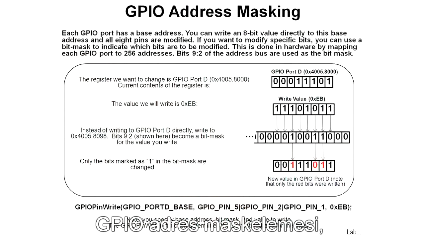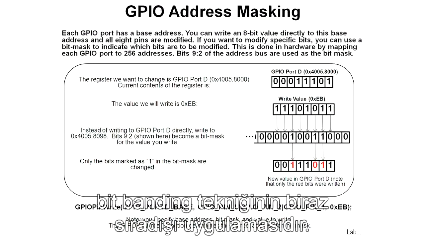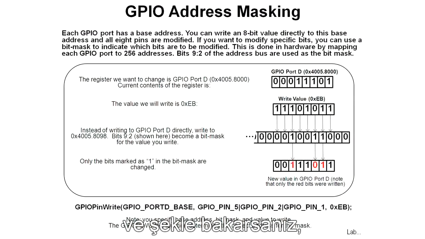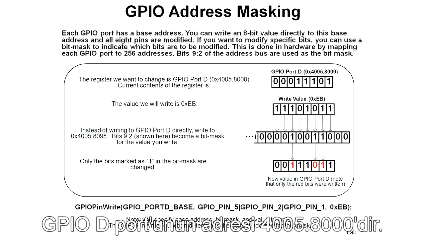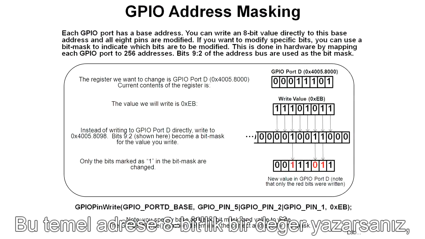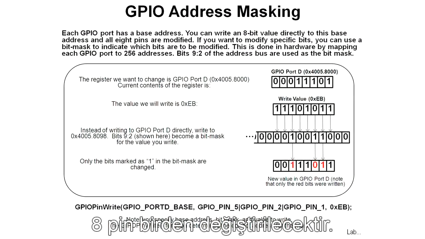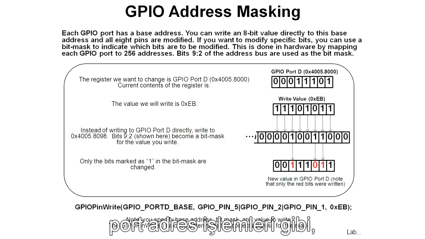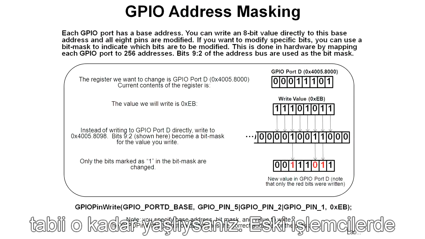GPIO address masking is a somewhat unusual application of the bit banding technique. Each GPIO port has a base address. And if you look in the diagram there, GPIO port D, that base address for that peripheral is at 4005-8000. So that's the base address for that port. You can write an 8-bit value to the port directly to that base address, and all 8 pins will be modified, just like you've done the port addresses since the beginning of the 6502 days, if you're that old.